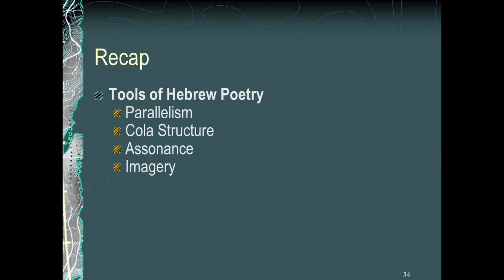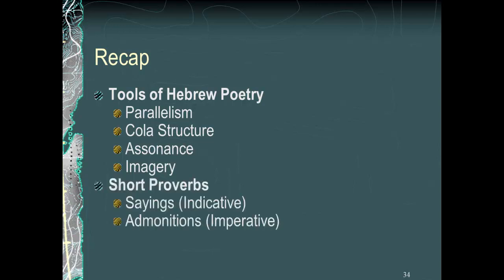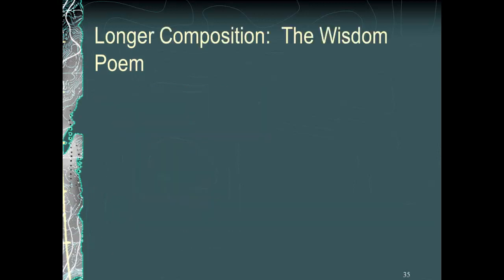So we might recap these tools of Hebrew poetry, operating often in parallel structure, whether it be 2 cola, 3 cola, 4 a quatrain, employing assonance sometimes to link together the first part of a verse with the second, appealing to imagery so that abstract concepts will be more easily appreciated by the audience. The short proverbs sometimes are indicative without an explicit command. We call them sayings. Others of them are admonitions, which are classed so simply by virtue of the fact that they contain an explicit command, an imperative.